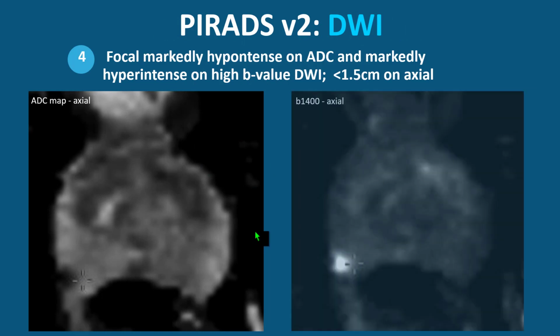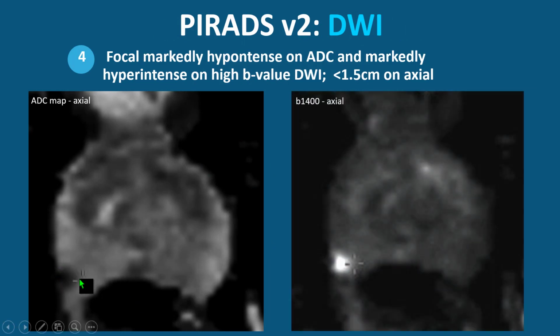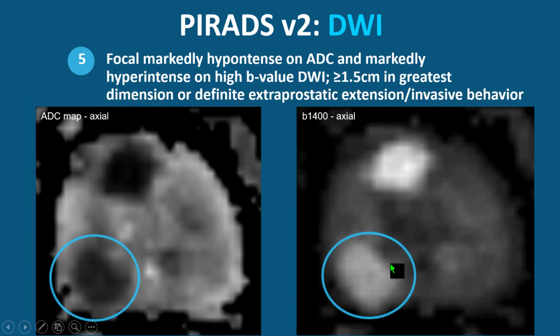This is of course something else. You see a lesion over here which is dark and which is very bright. The ADC value is 500, so this certainly is a PI-RADS 4, a significant lesion. When the lesion is big, when it exceeds 1.5 centimeters, it is a 5, and you can see that there is also a lesion over here.